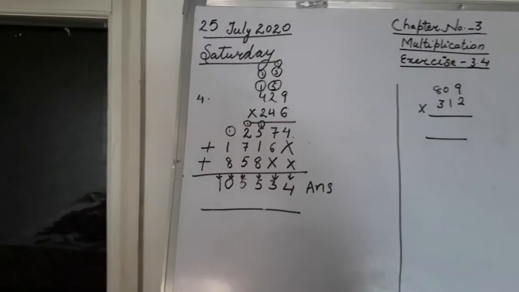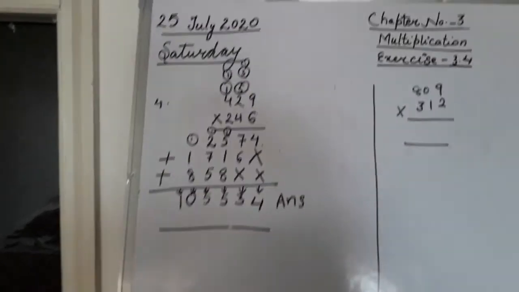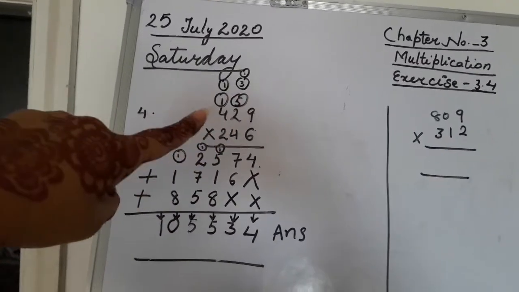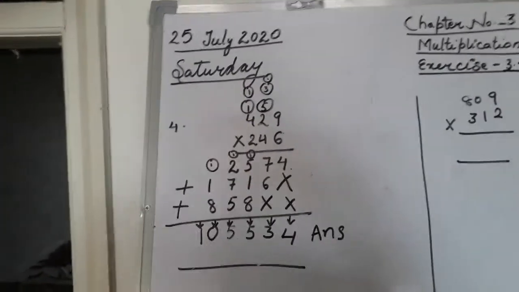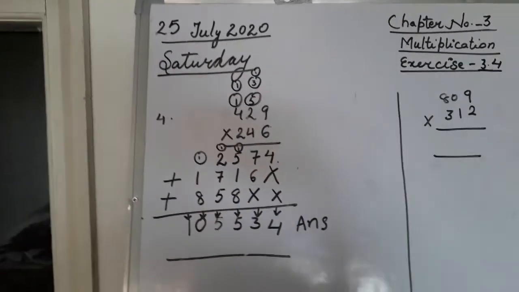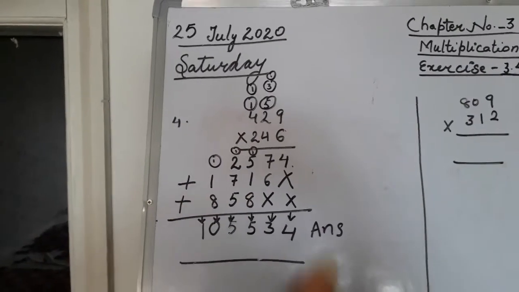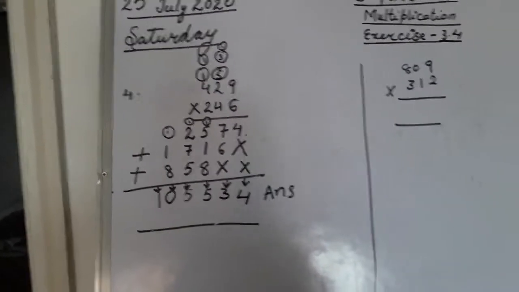Now again for 4, 4 nines are 36, 6 goes on the tens place and then 4 twos are 8, 8 plus 3 is 11, right? Now 4 fours are 16, 16 plus 1 it becomes 17. Again now it's the turn of 2. Now how will you do it?